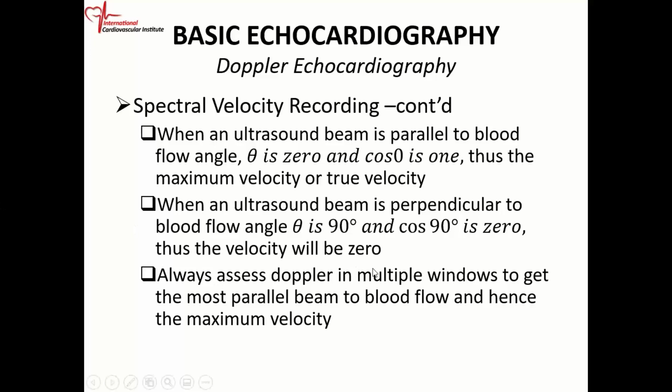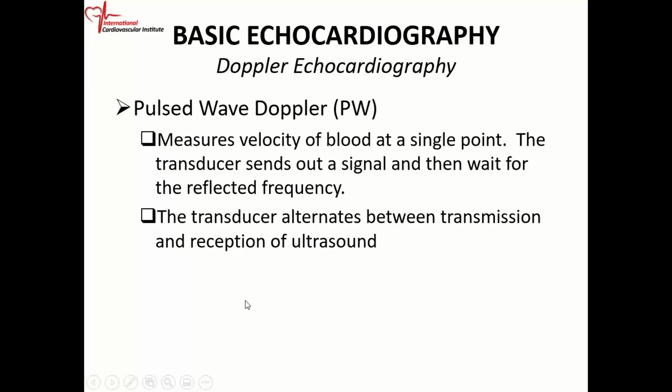So always assess Doppler in multiple windows. When you're doing any Doppler evaluation, it has to be done using multiple acoustic windows. What we mean by that is different locations. You're trying to get that ultrasound beam parallel to flow, because you don't know which location is going to give you that. So you constantly have to do your Doppler from multiple locations, and that's what we call windows, to get the most parallel beam to blood flow and hence the maximum velocity.